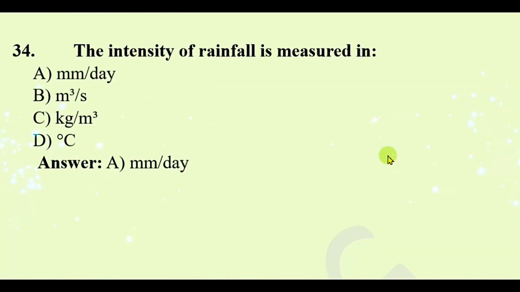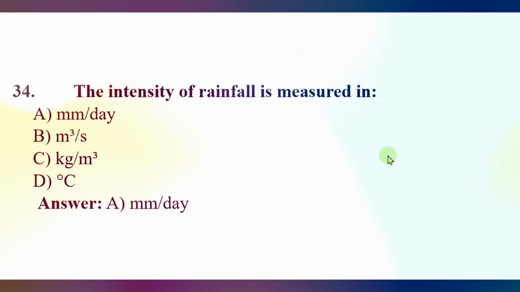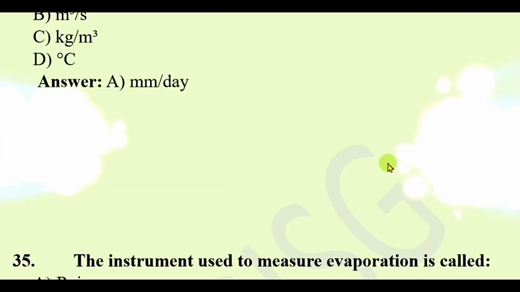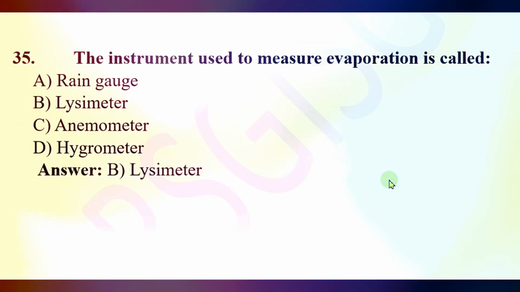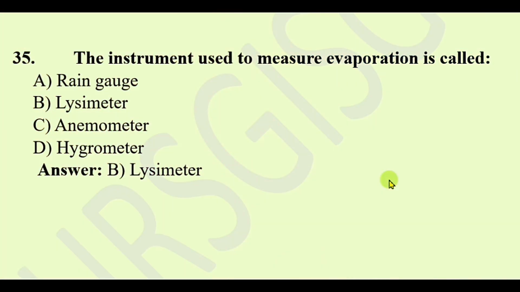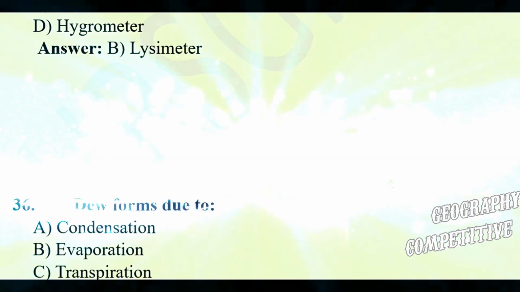Question 34. The intensity of rainfall is measured in millimeter per day, cubic meter per second, kg per cubic meter, degree centigrade. Here the right answer will be millimeter per day. Question 35. The instrument used to measure evaporation is called rain gauge, lysimeter, anemometer, hygrometer. Here the right answer will be lysimeter, which is used to measure evaporation.